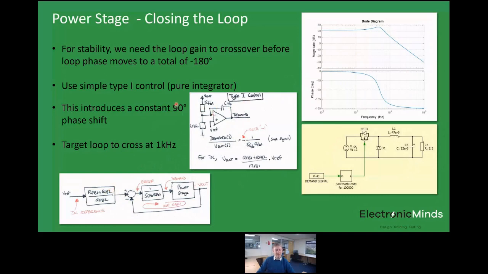And again, we're getting constant 90 degrees phase shift through the control block. And we want to target, let's take a target for crossing the loop over at 1 kilohertz, because that 1 kilohertz is nicely down here on the Bode response, well before the pole pair of our power stage. So let's try and cross the loop over down at 1 kilohertz.